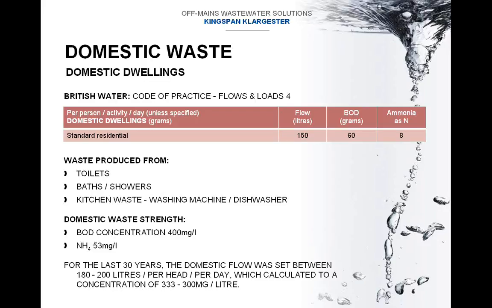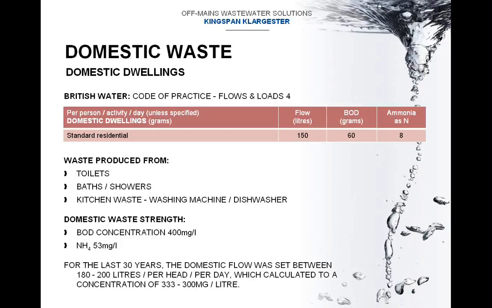Waste produced from toilets, baths, showers and kitchen waste, washing machine and dishwashers. The domestic waste strength BOD concentration is approximately 400 milligrams per litre. For the last 30 years or so, the domestic flow was set between 180 and 200 litres per head per day, which is calculated to a concentration of between 300 and 333 milligrams per litre.